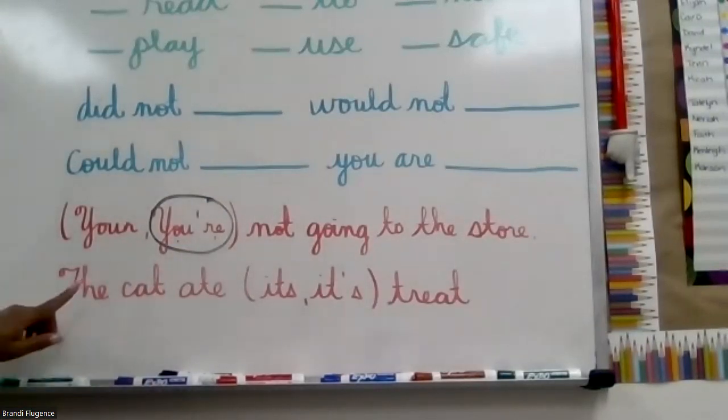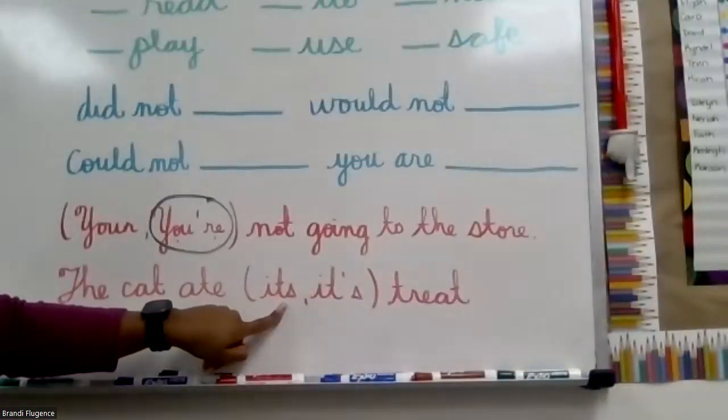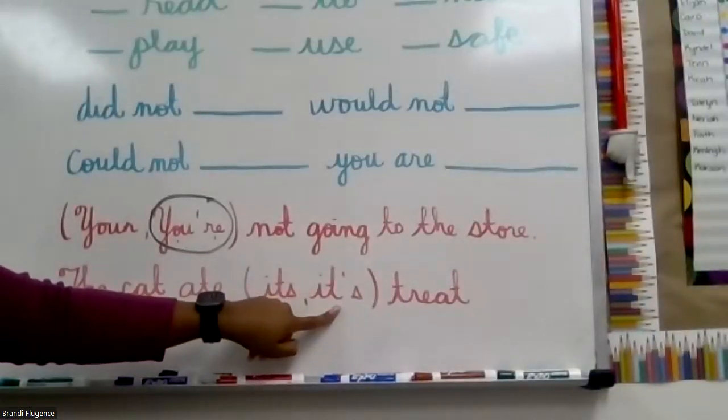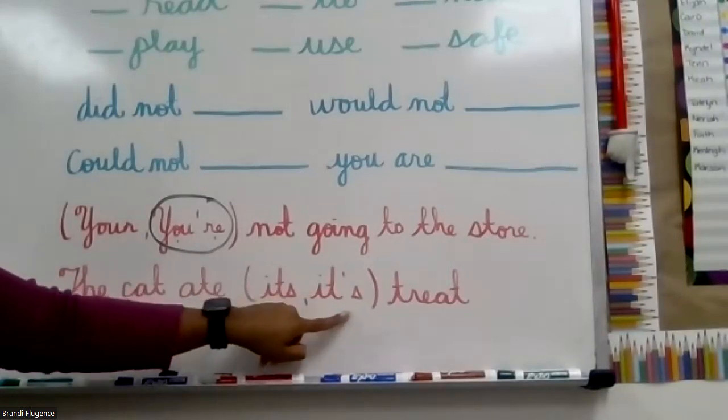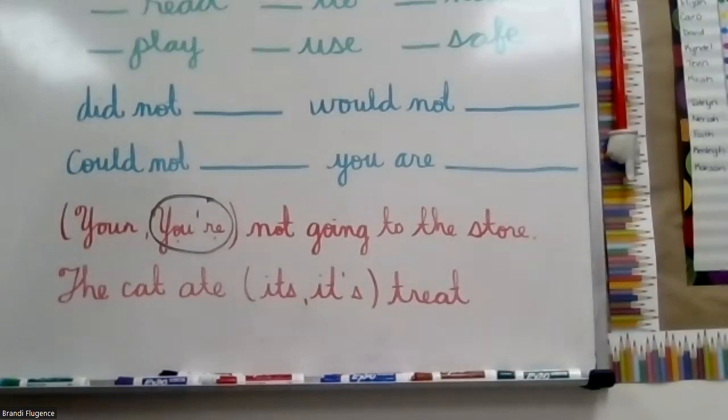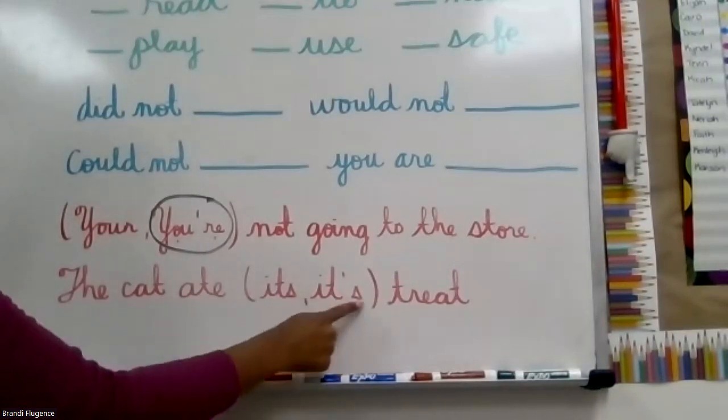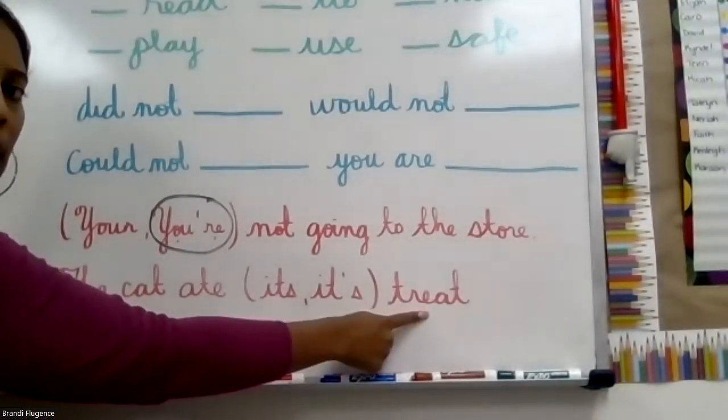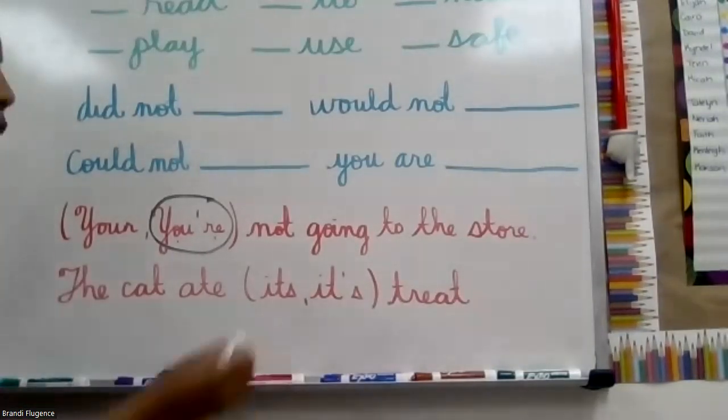Okay? Let's look at this one. The cat ate its treat. So we have the regular word it, and then we have the contraction it's. Now the contraction it's is actually what two words? It is. So let's read it like that. The cat ate it is treat. Does that make sense? No. So which it would it be?